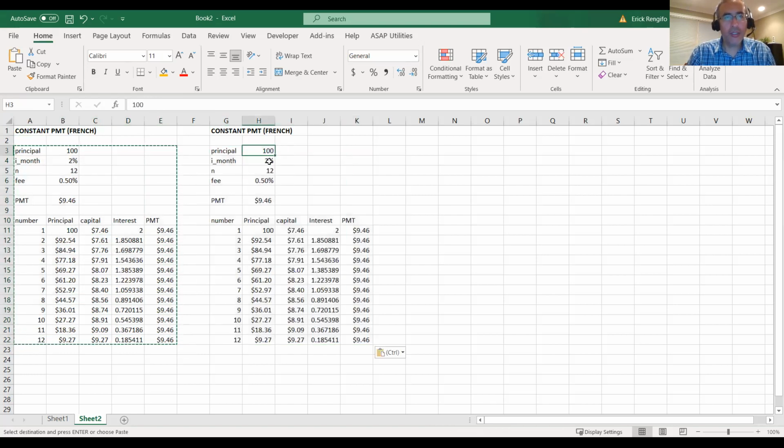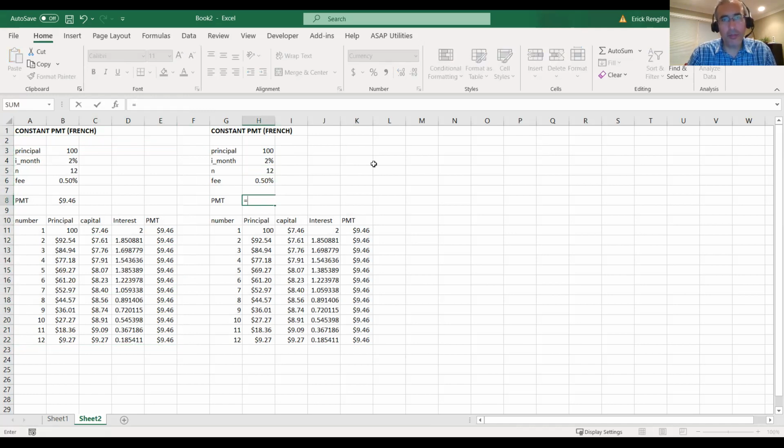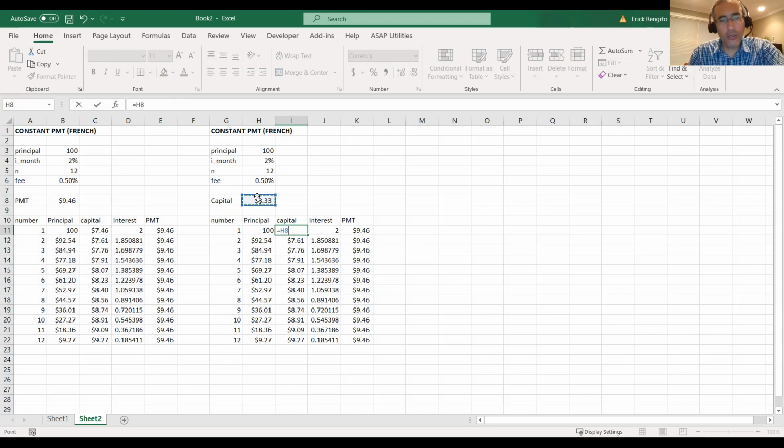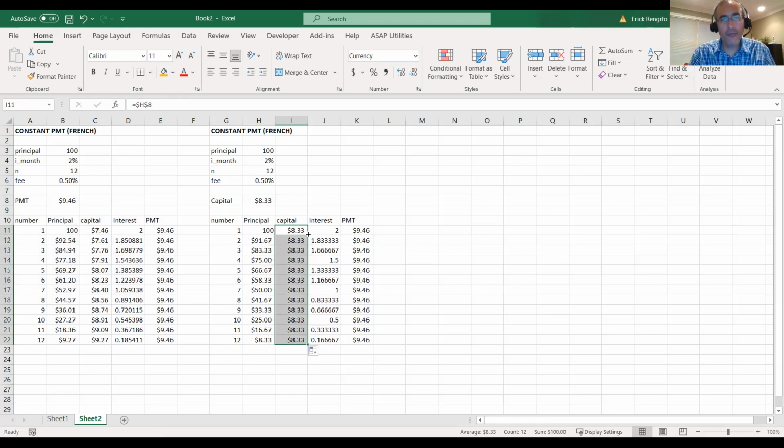Okay, so I have the 100, 2%, the 12, the fee, and my payment is not anymore the payment formula. My payment here is going to be simply the principal divided by 12. My capital is this one here, because I want to keep my capital constant. So this formula here is going to be now equals this one, with a dollar sign, so this means that it is always going to be constant. And then I copy this one down.